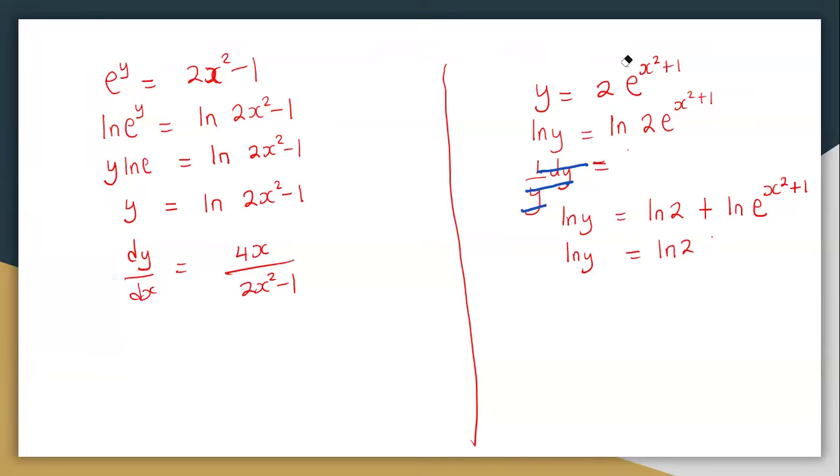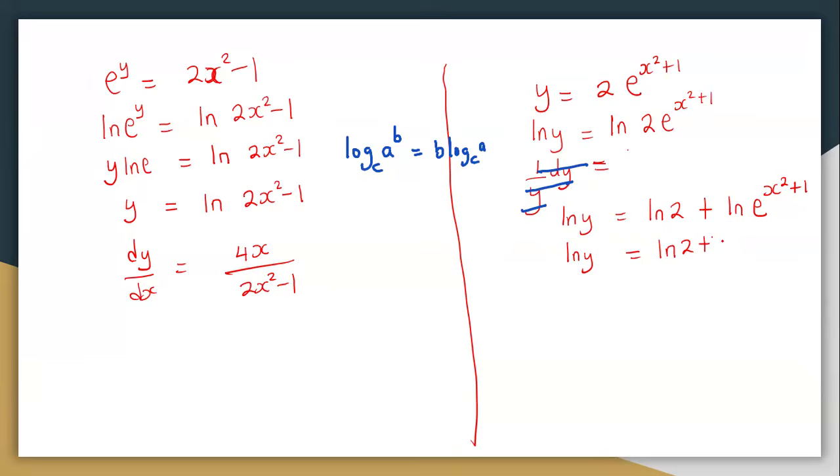What I wanted you to tell me is, if I have log of A to the power B, in which other way can I write that? When you drop the power, it's B log A. Can you apply the same at this step here?